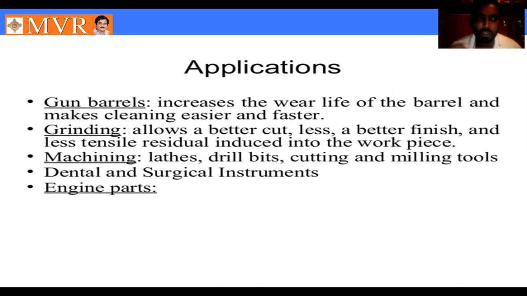One of the manufacturing purposes is gun barrels. For gun barrel manufacturing you can use cryogenic heat treated material. Grinding purposes also, and coming to machining: lathes, drill bits, cutting and milling tools. Then dental and surgical instruments. These types of tools are manufactured from cryogenic heat treated materials.